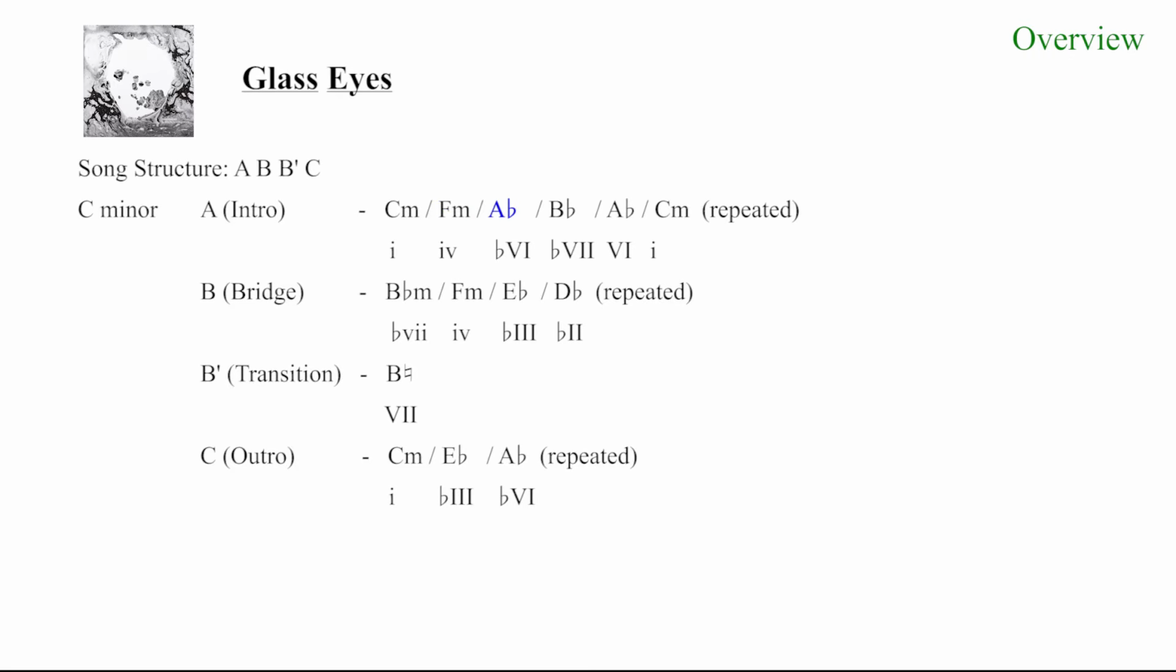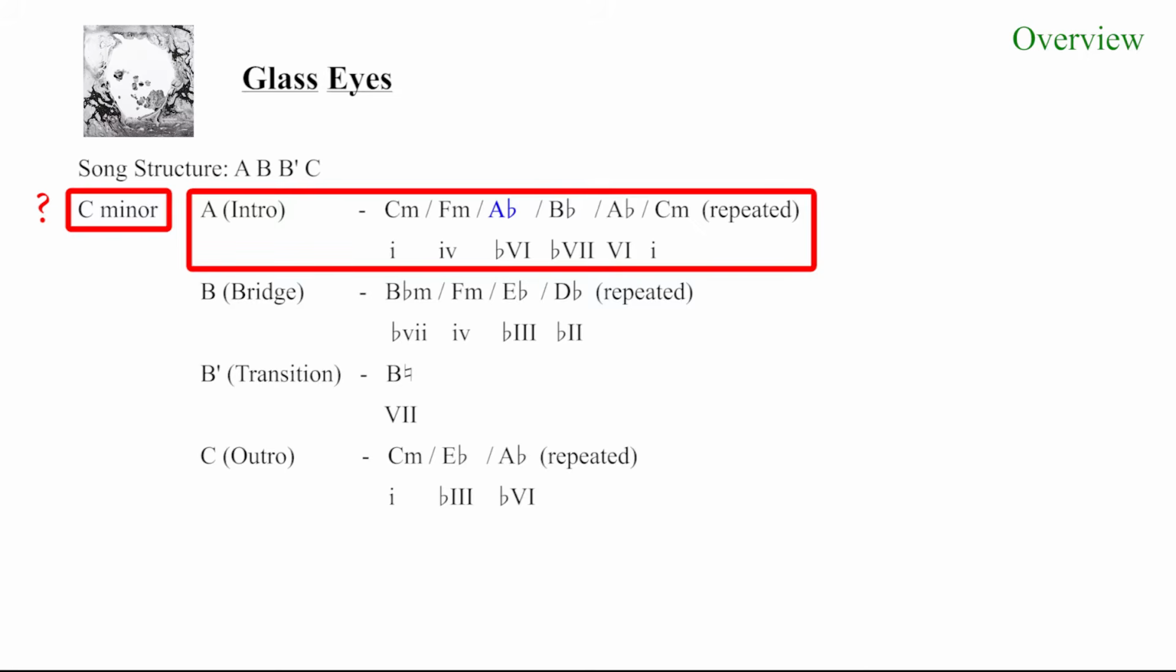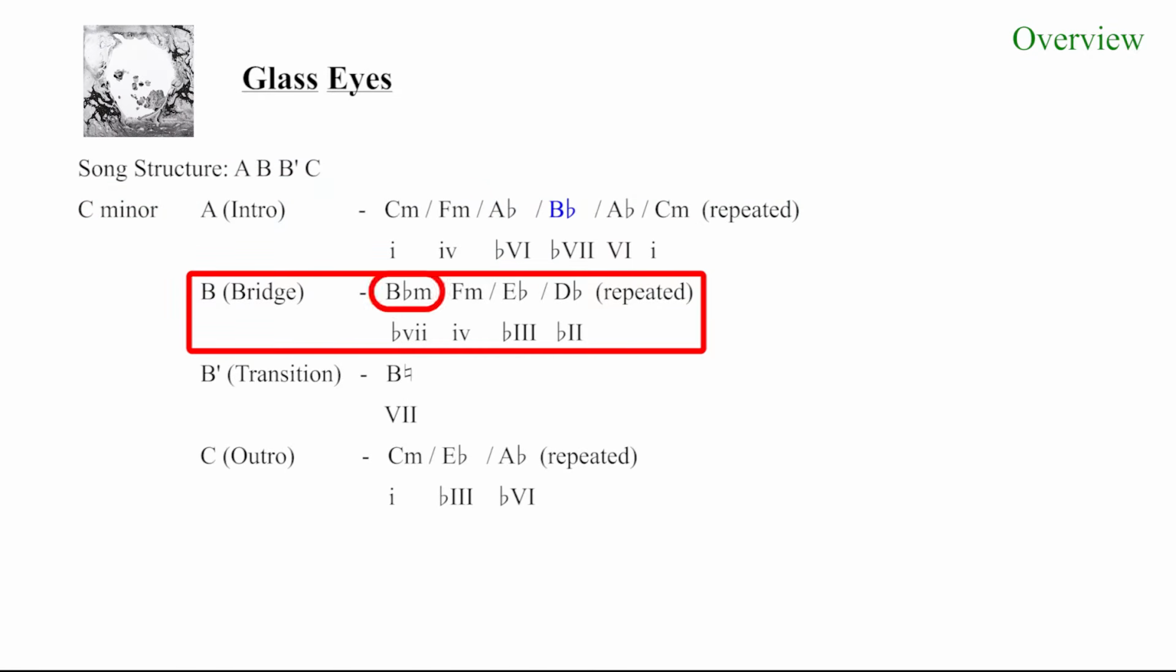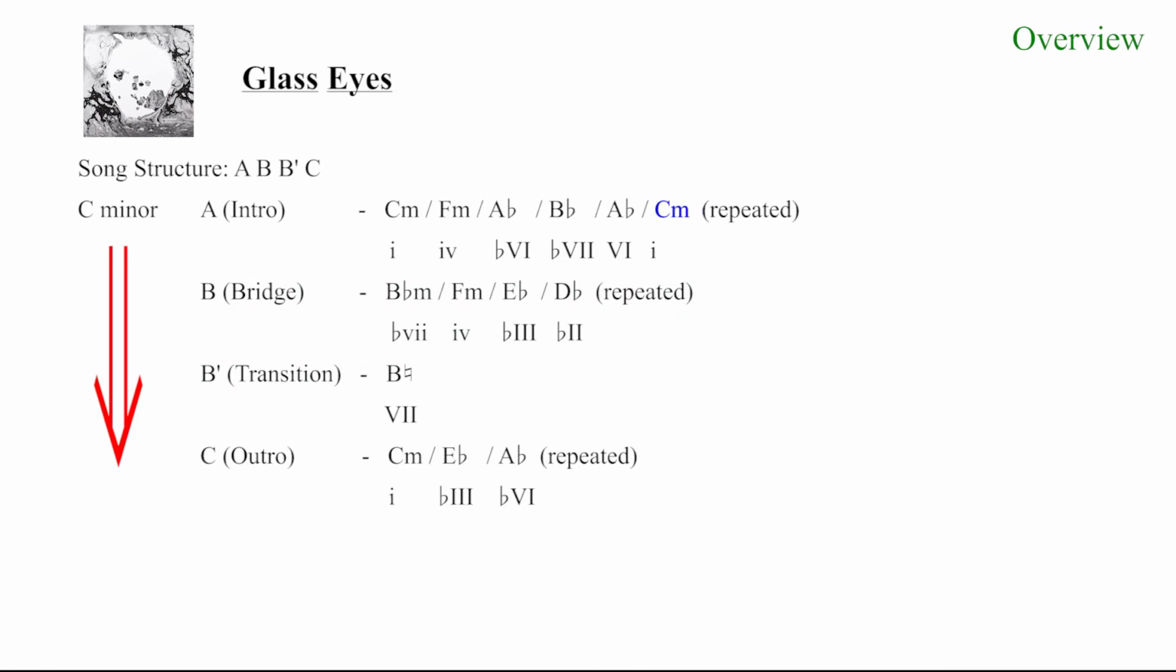To start with, what key is this song in? Looking at the A section, it appears to be in C minor with all diatonic chords. But in the B section, we start borrowing a few chords, B flat minor and D flat major from the C Phrygian mode. In fact, all the chords in the B section fit nicely in the Phrygian mode. So is it more sensible to say that the whole song is in C minor with a few borrowed chords, or that the B section modulates to C Phrygian?